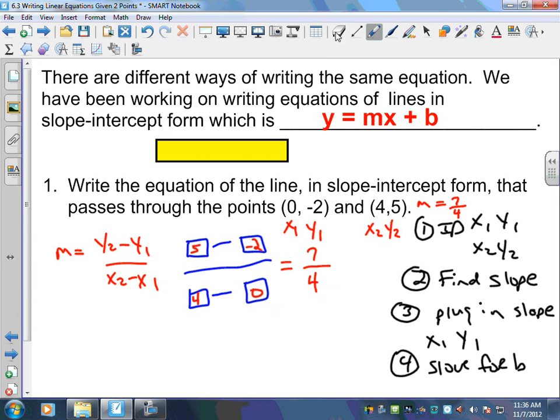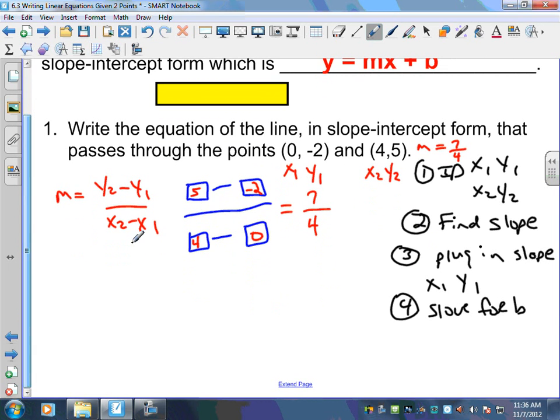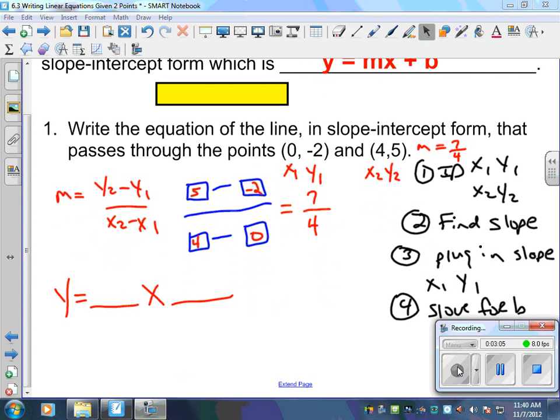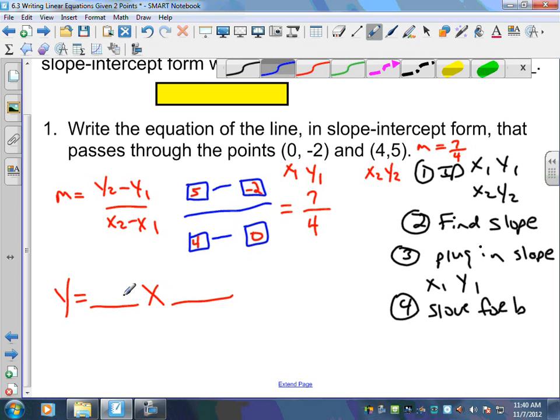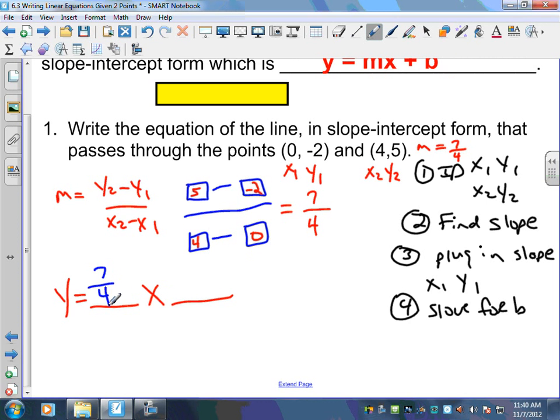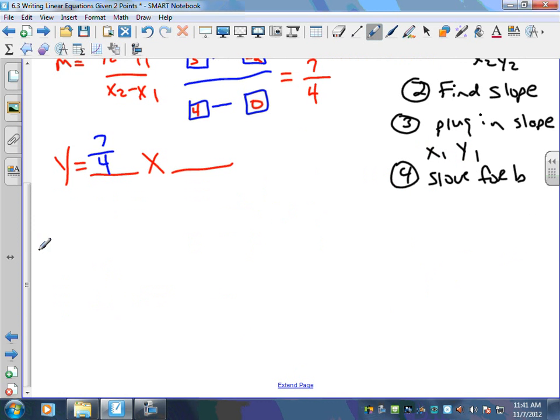So now, according to these directions, after I find my slope, I plug in slope, x1, y1. So right now, I'm going to go ahead and write y equals blank x blank. I put 7 over 4 in this blank because that's my slope. Now, I plug in my slope, my x1, and my y1.